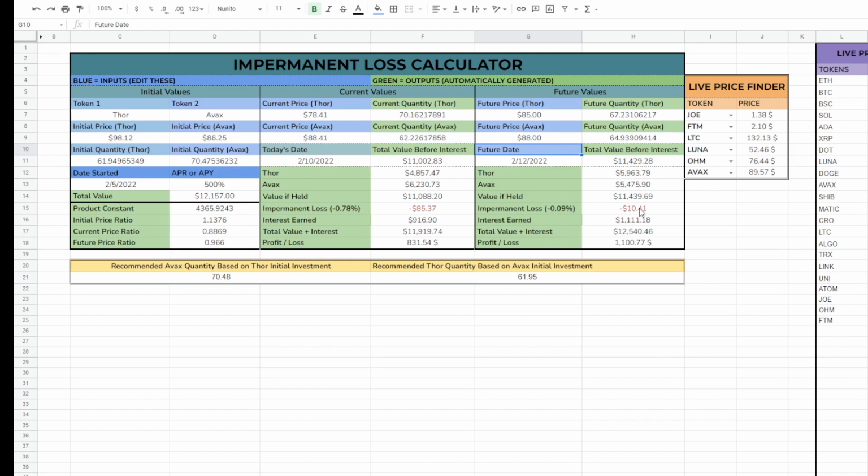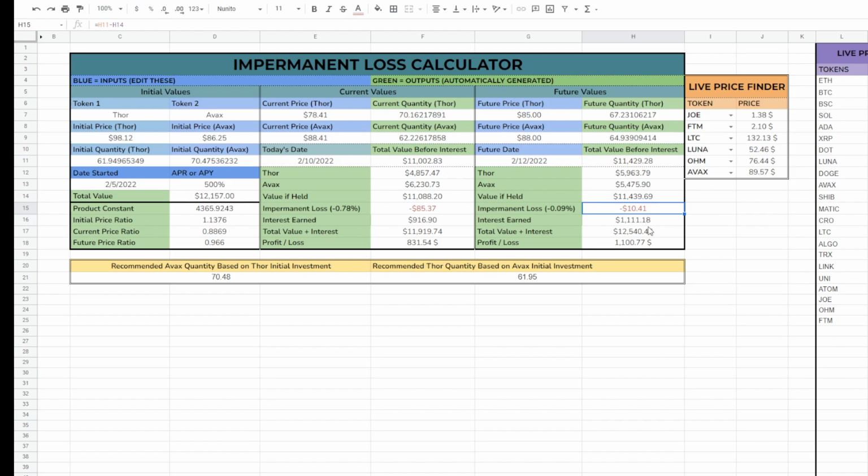And in 2 days, not looking at the returns, I will have $11,429 worth of this liquidity pool token. And had I never entered into the liquidity pool, never got any rewards, just held on to those tokens, I would actually have a value of 11,439.69. So that means I've experienced a 0.09% impermanent loss if I fast forward 2 days, and definitely not making a price prediction here, just kind of clicking some buttons and talking.